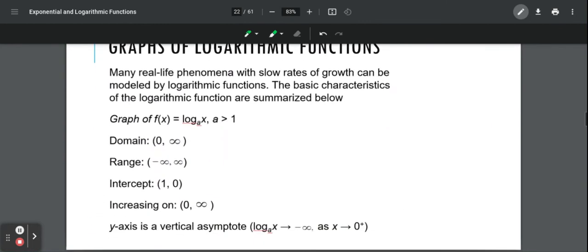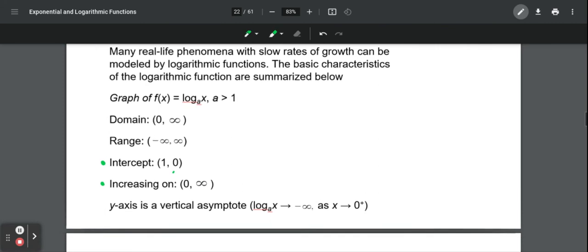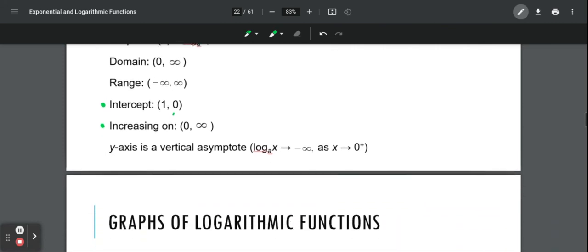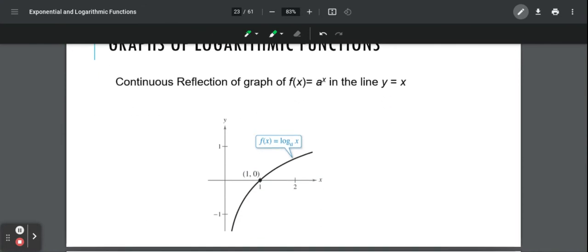So this is just that slide that gives you that information. Your domain is all positive real numbers. Your range is all real numbers. Your intercept is at 1, 0. It's increasing over the domain. And your y-axis is your vertical asymptote for it. So this is the basic graph of any log base a of x function. Right? We have this vertical asymptote at the y-axis. It crosses at the point 1, 0, and then it just increases over the domain.